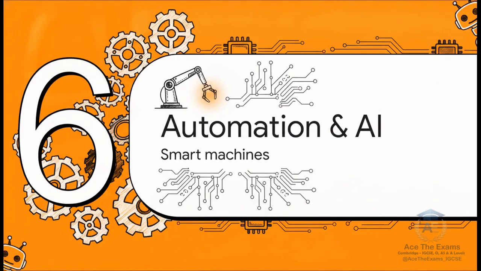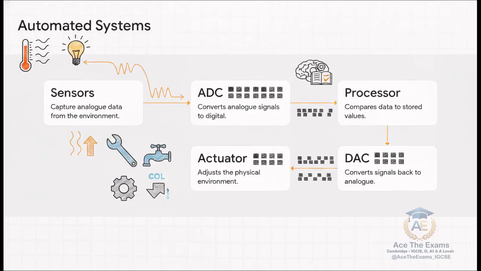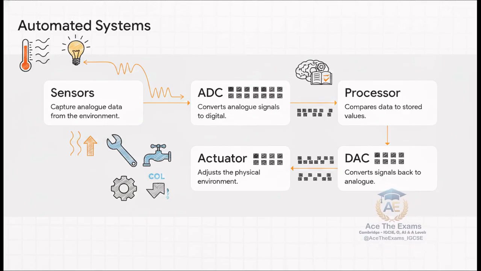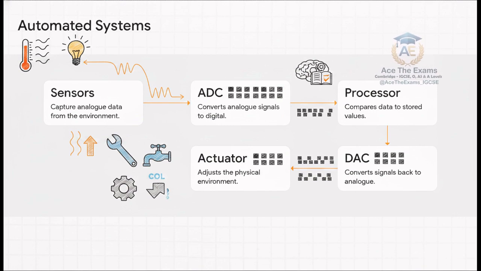Chapter 6, Automation, Robotics, and AI. So, what happens when we use all this secure process data to let machines make complex decisions for us? We get automated systems. Whether it's a smart thermostat or a massive factory robot, they all follow a continuous, rapid loop. First, sensors read analog data from the real world, like temperature or light. That analog data goes through an analog-to-digital converter, or ADC, so the microprocessor can actually read it. The microprocessor compares this new digital data to its pre-programmed rules. If things are out of range, it takes action.